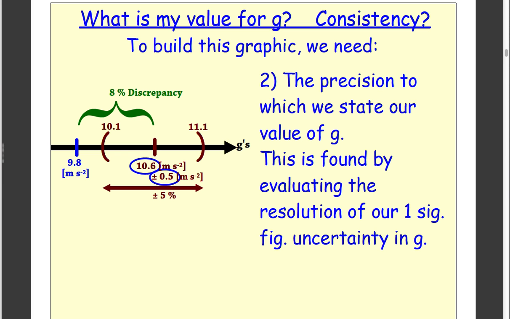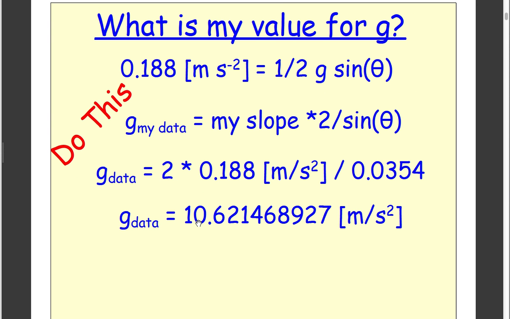Oh, sorry about this. I'm a little bit confused here. Is it 10.6 or 10.62 or 10.621, or what precision do we measure G to?